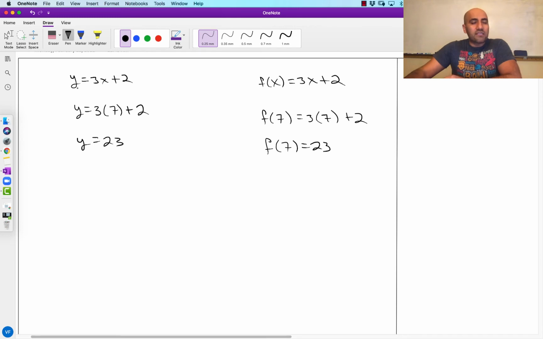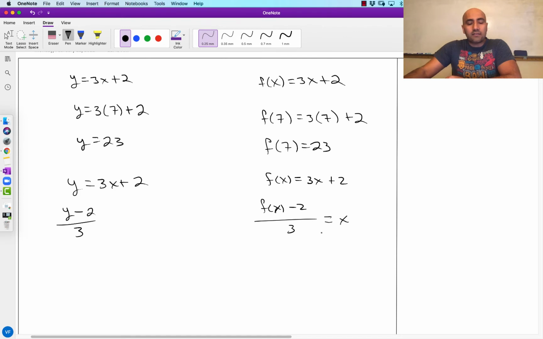The advantage of this is that if we wanted to solve for y, it makes it a little less cumbersome, right? We can say y equals 3x plus 2. Subtract 2, divide by 3, we get y minus 2 divided by 3. Over here, we could do the same thing, but it's a little bit more cumbersome. 3x plus 2, we can subtract 2, divide by 3, get f of x minus 2 over 3 equals x. But now that looks weird for people. And then there's more advantages. At any rate, there's two different ways in which we can express this equation.